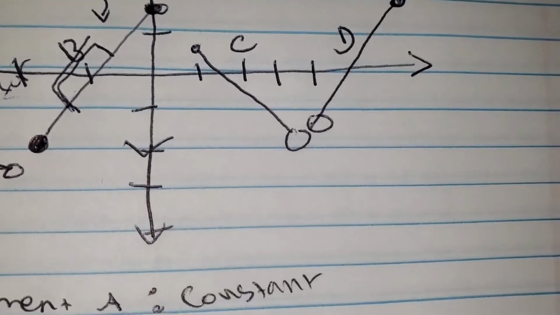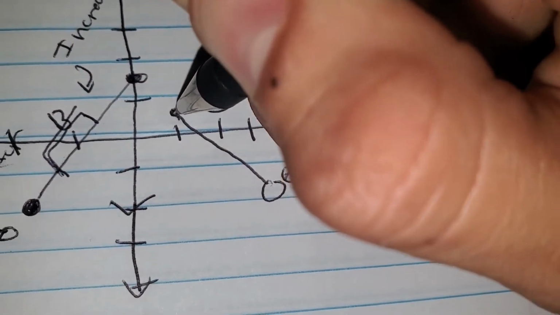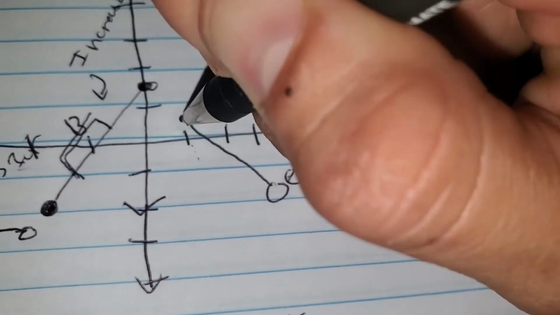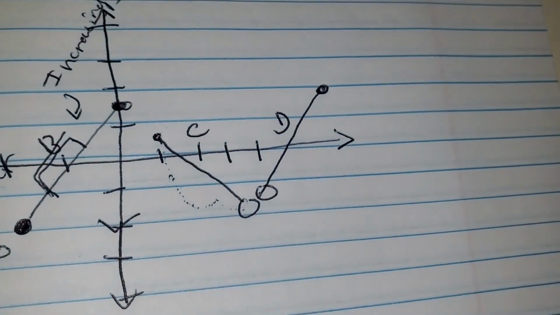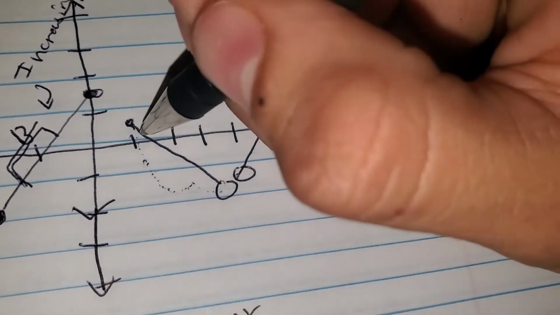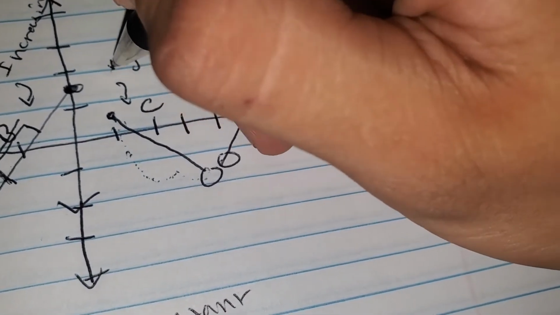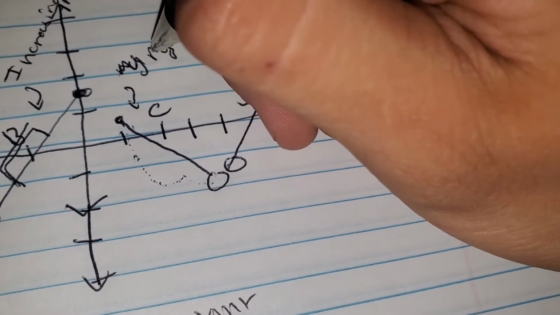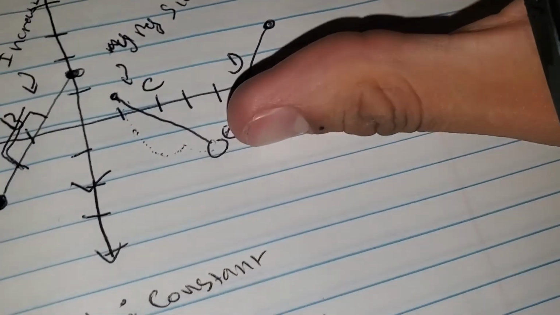Segment C, same approach. Rise over run: the function's falling. Tracing it down, you can see it's falling as we go to the right. The line is sloping down, so this line segment has a negative slope, which means it is decreasing.